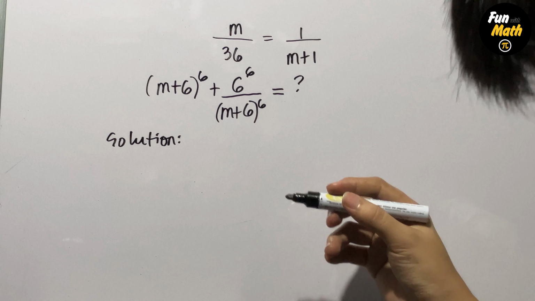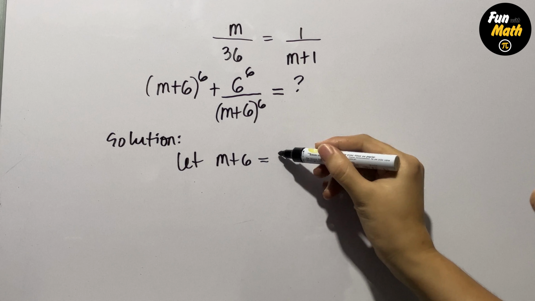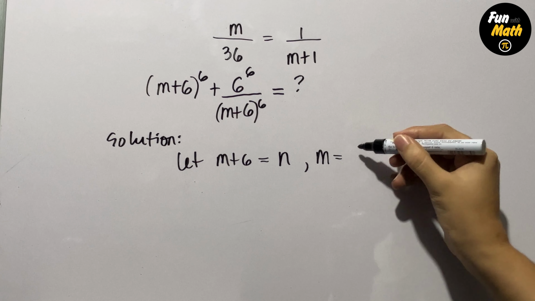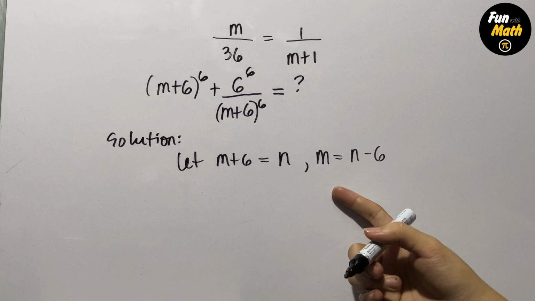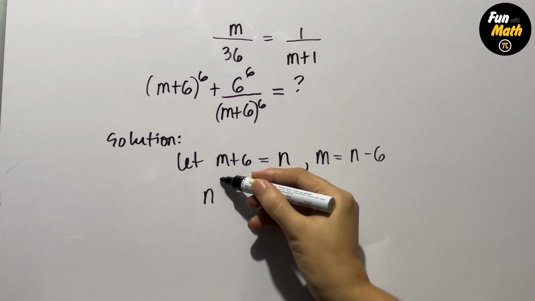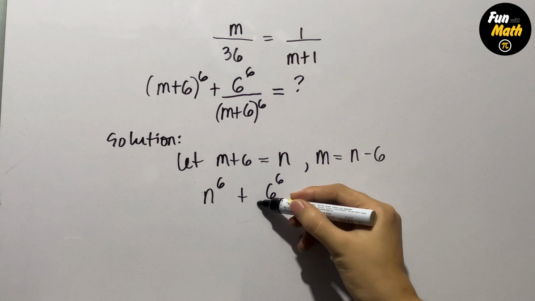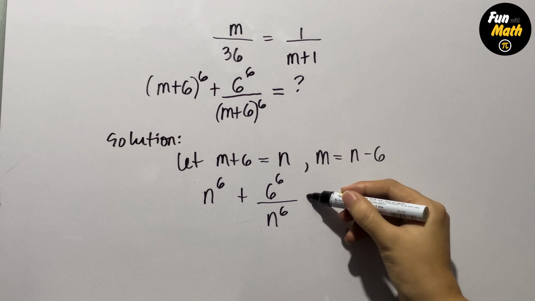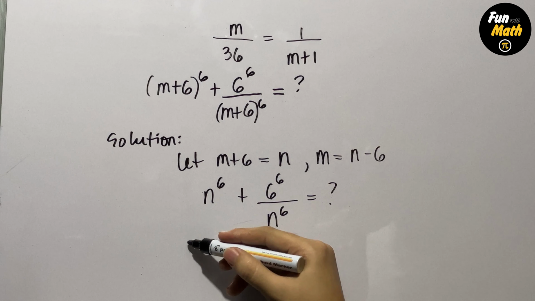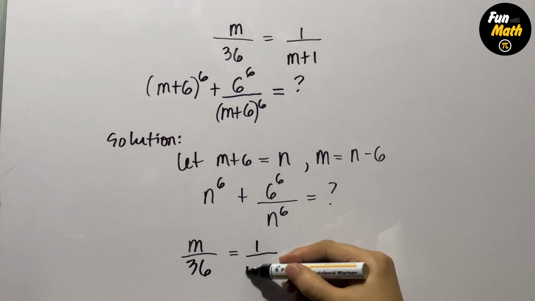First, we can let m plus 6 be equal to n. Therefore, m is equal to n minus 6. Therefore, for our given problem, that is n to the power of 6 plus 6 to the power of 6 over n to the power of 6. So now, let's bring down the given equation. m over 36 is equal to 1 over m plus 1.